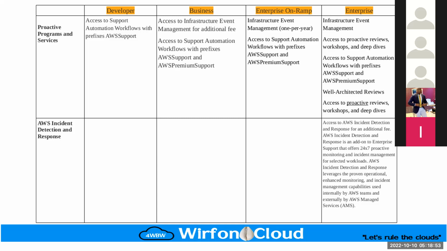And the last, the enterprise, we have infrastructure event management. We have access to proactive reviews, workflow, workshops, and deep dives. Access to support automation workflows with prefixes, AWS Support, and AWS Premium Support. You can stop there because this is just a repetition of that. So let's talk about the deep dives and that's it. Okay. So you also have to pay attention to the different services that are offered in this support plan.